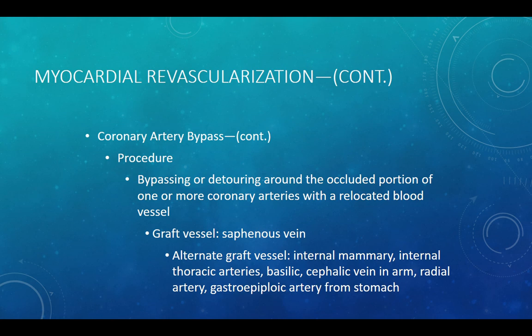Coronary artery bypass graft continued. Procedure: bypassing or detouring around the occluded portion of one or more of the coronary arteries with a relocated blood vessel. Graft vessels, usually they take the saphenous vein, but sometimes that saphenous vein has just as many clots or blockages in it as the heart has. So sometimes they have to use the internal mammary artery, which is a better situation because it is an artery, or the internal thoracic artery.